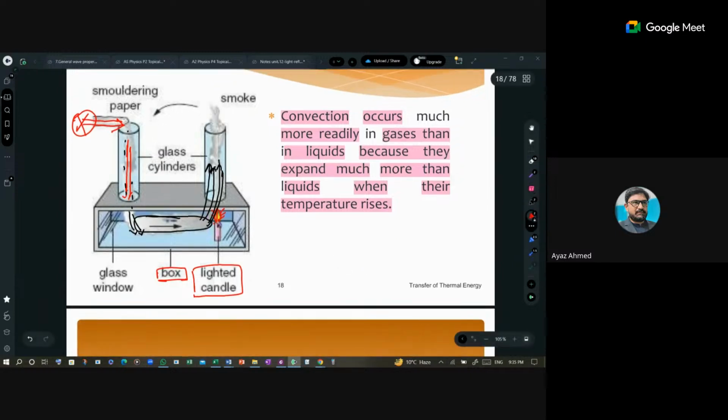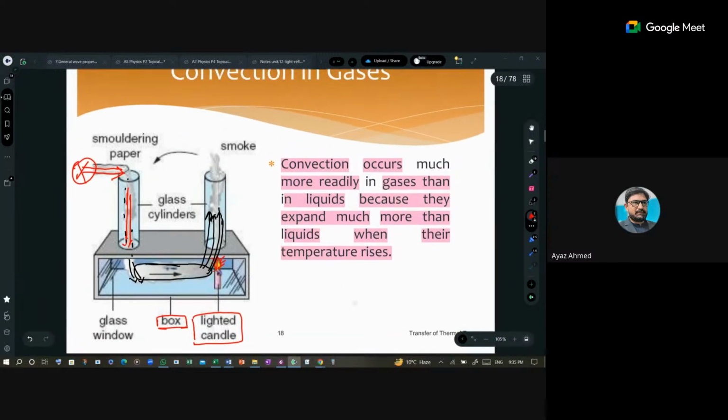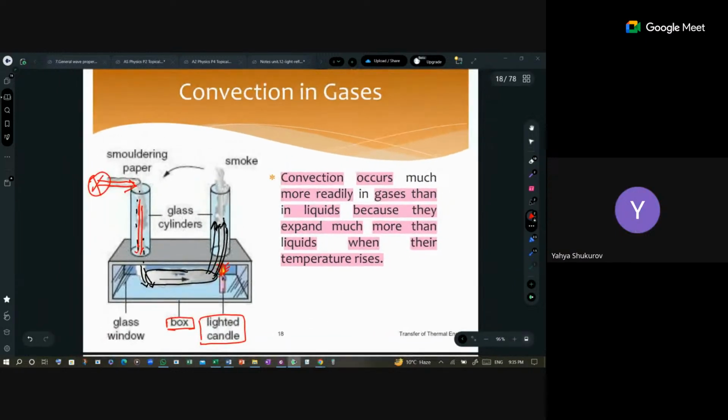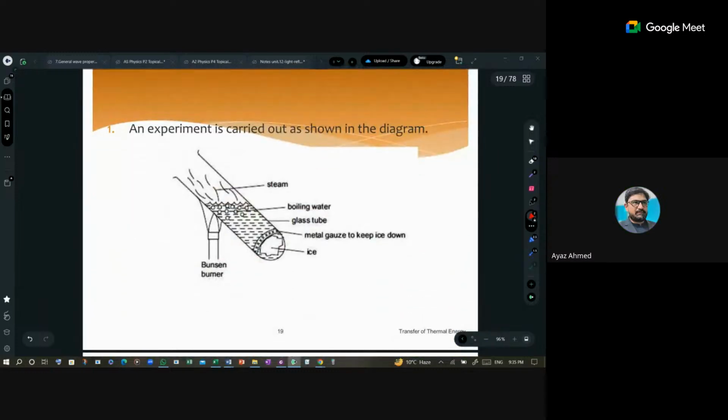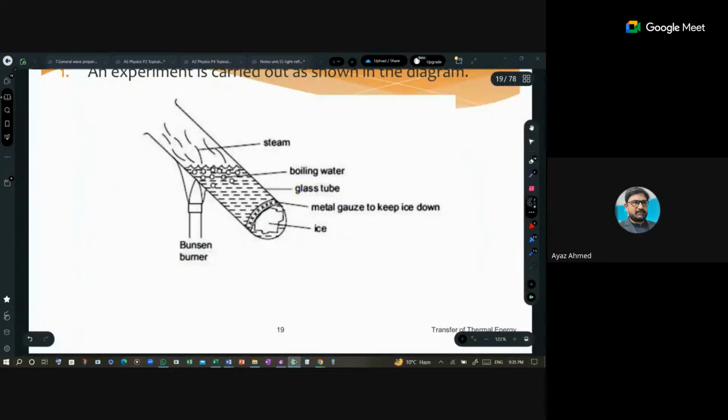Okay, is it clear to all of you? Yes. Okay, now let's come to this. This is the first question from your convection. An experiment is carried out. This is a past paper question. All the questions in this presentation or in this document are from your past papers. An experiment is carried out as shown in the diagram. Okay? This is the diagram. Let me explain the diagram.